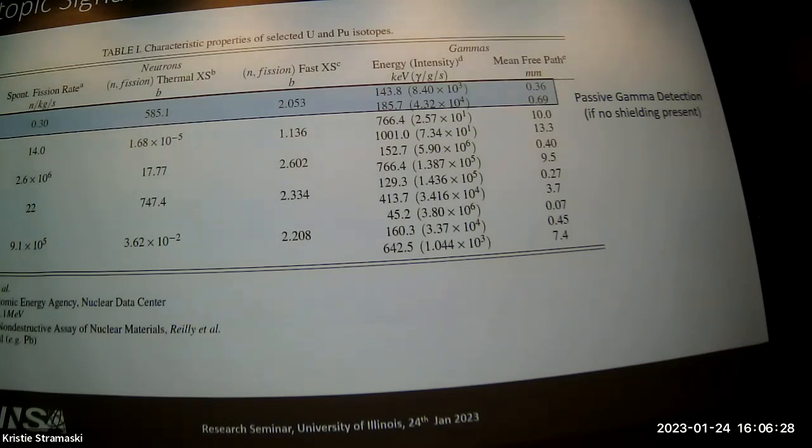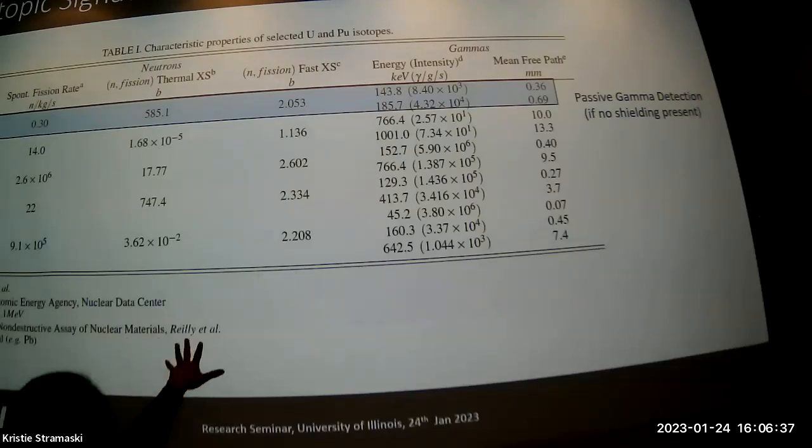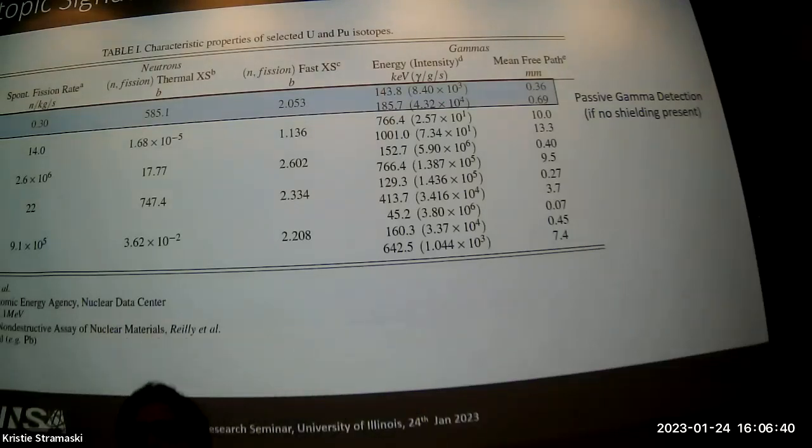So uranium-235, look at the second last column. The energy of the gamma rays that it emits is around 144 keV and 186 keV. Those are considered low energy gamma rays, so it's very easy to shield them. You put some lead around your material and they're gone. And if you have bulk material, there is some self-absorption as well. So that's the disadvantage of using passive gamma measurements for identifying uranium-235.